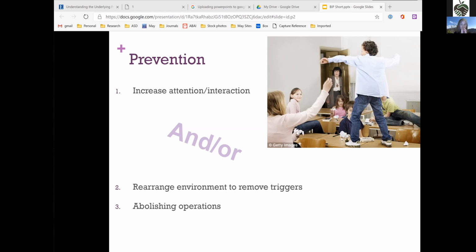And the third possible prevention strategy is something that's called an abolishing operation. I'm going to talk about that in a minute, so I'm not going to tell you what that is yet. Some of you might know already, but I'm going to come back to that and talk about that in just a second.